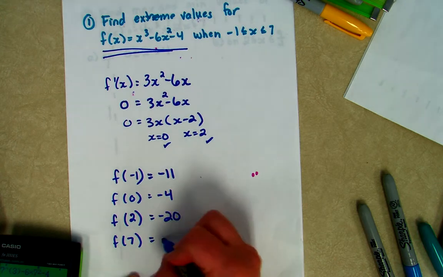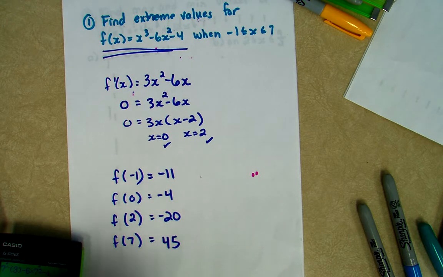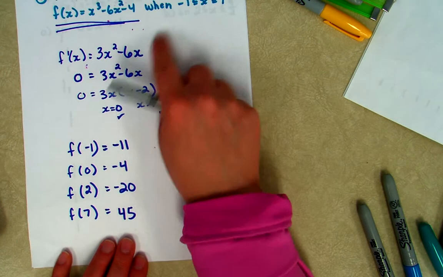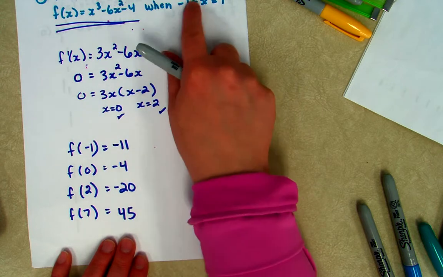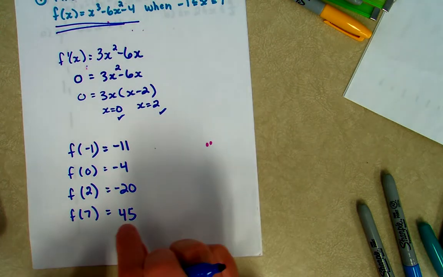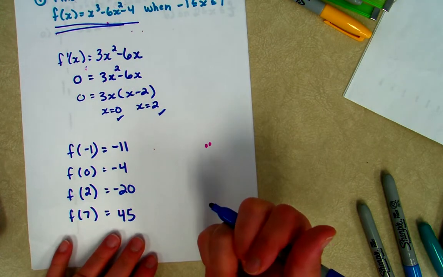I'm just punching into my calculator. Gives me 45. So now what I've done there is find all the values associated with my potential local max and mins and my endpoint. And to find the extreme values, extreme is code for max and min.